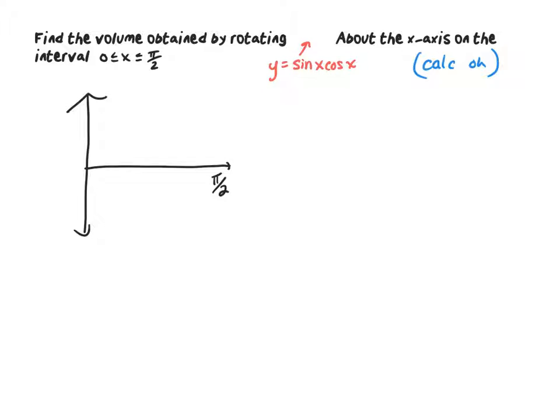Now, since we're given a calculator here, I'm just taking out a calculator and looking at that function on the interval from 0 to pi over 2. And what we see is it's going to create a pretty characteristic portion of a period here. So it looks like that. And again, since we're given a calculator, we can use the calculator to get that image.